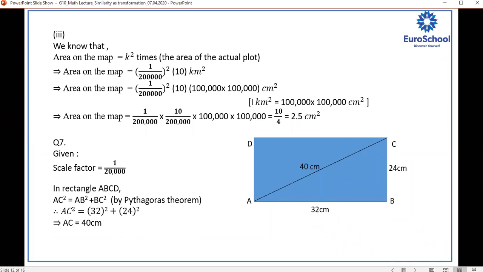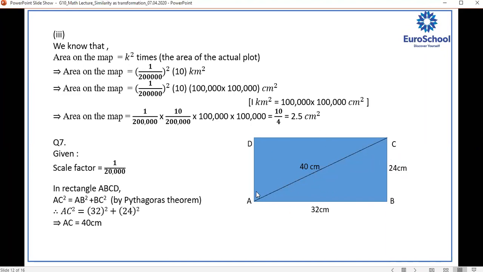Now, question number 7 says, on a map, drawn to scale 1 is to 20,000, a rectangular plot of land ABCD has AB 32, BC 24. Calculate the diagonal distance of the plot. Now, you need to find the diagonal distance. What do we need to find actually? Hypotenuse? Yes, ma'am. Right? Because ABC is a right angle triangle.